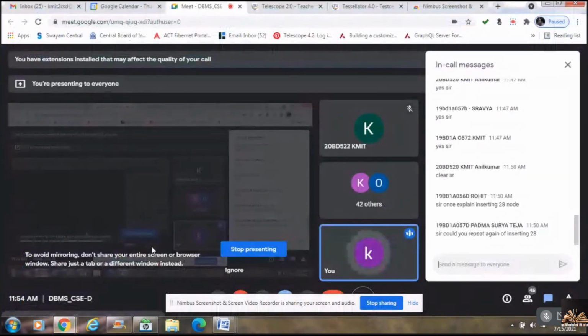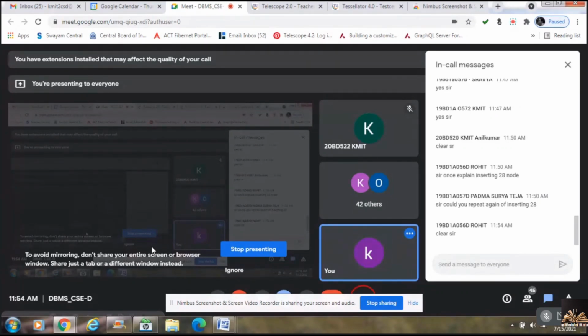Is it clear, or any more issues? Rohit and Surya, any issues?